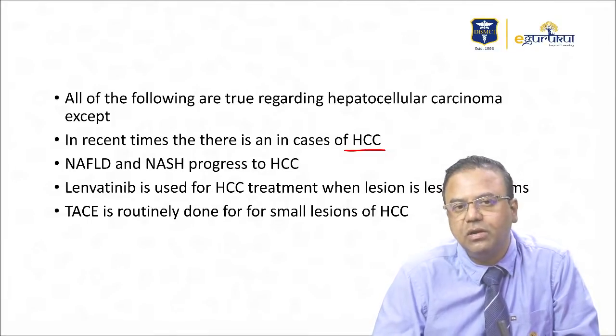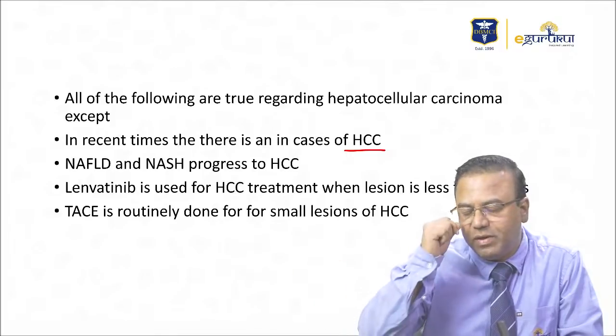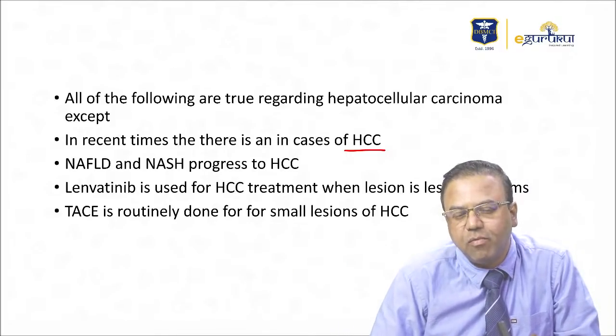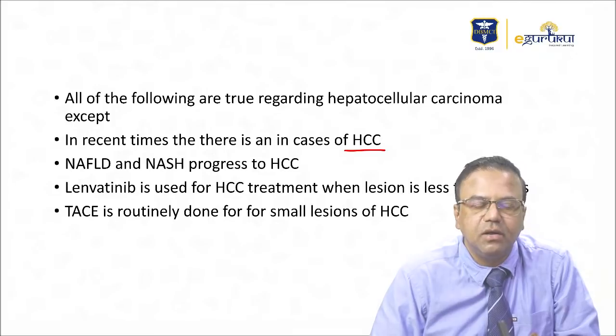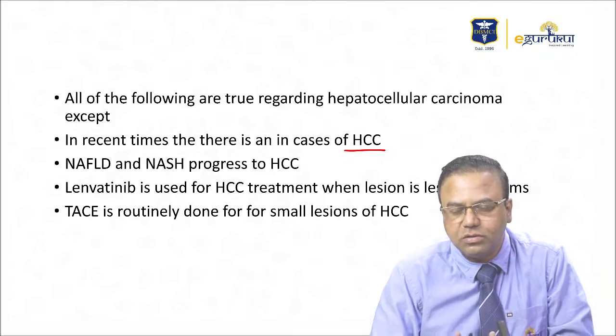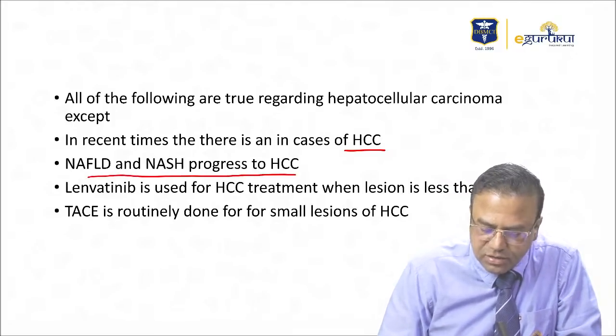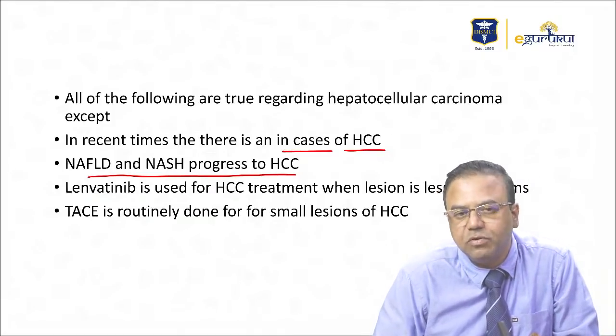Any inflammation, when you have steatohepatitis, the stellate cells are going to start producing fibrotic tissue, and once fibrosis starts and inflammation is there, that is the raw material for hepatocellular carcinoma to occur. So yes, hepatocellular carcinoma does occur in this condition. It is increasing in recent times. These two statements are absolutely true.